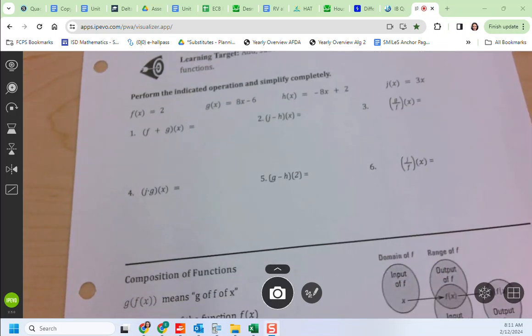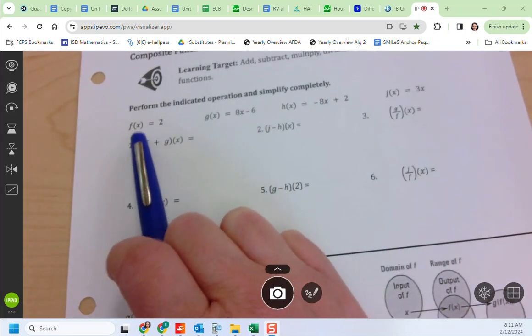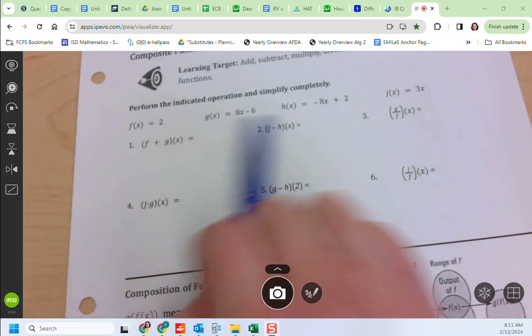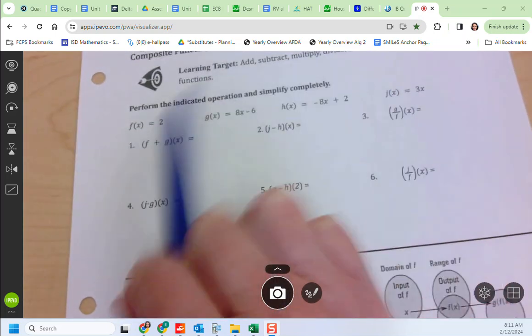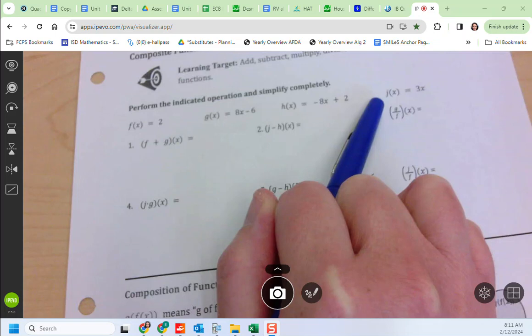All right, here we go. So we have 4 different functions, and they have different names: f, g, h, and j. These are their names. And we are not composing them yet. We're just doing very simple operations.